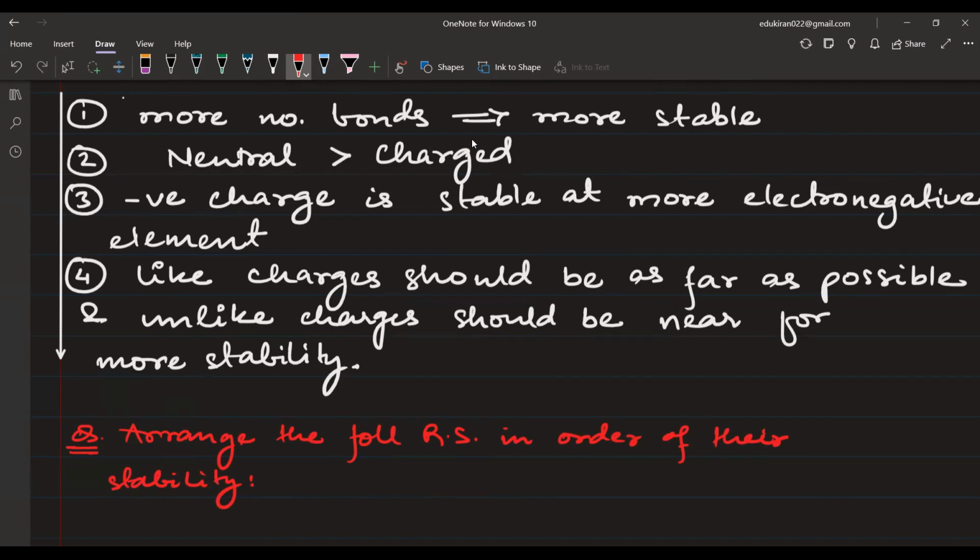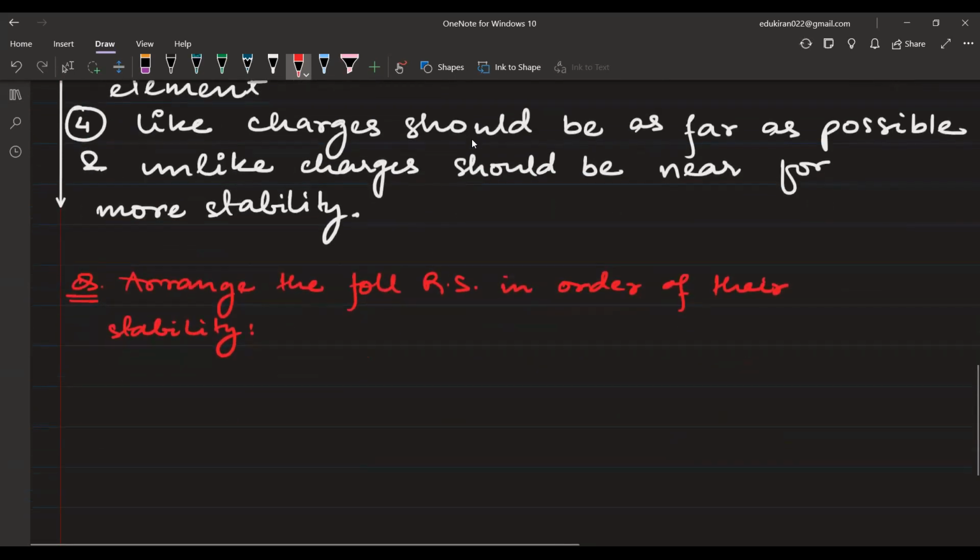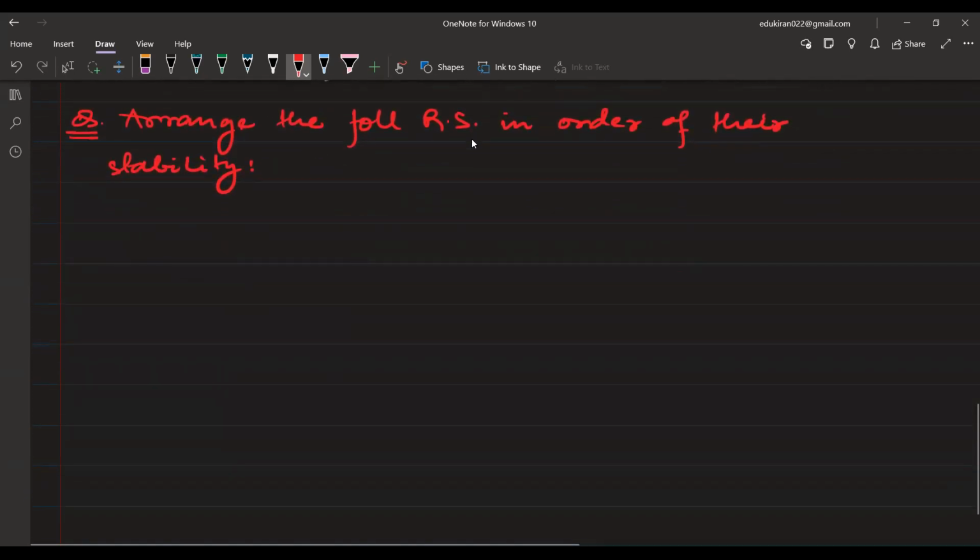Done everyone? Yes or no? Please tell me. All of you wrote the rules. Yes, sir. Okay. Now, write the A structure.